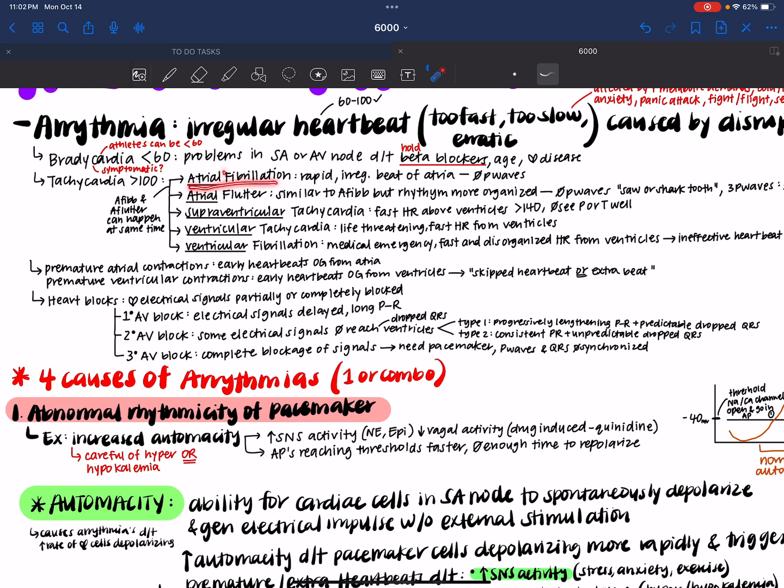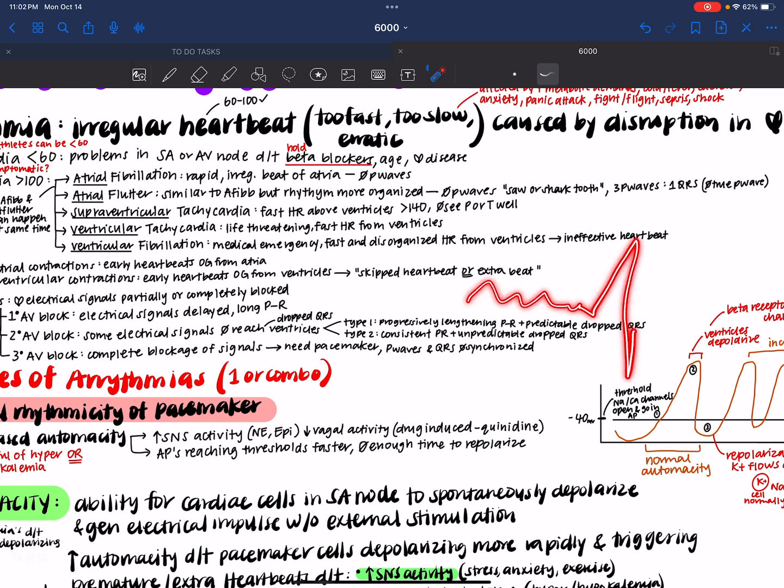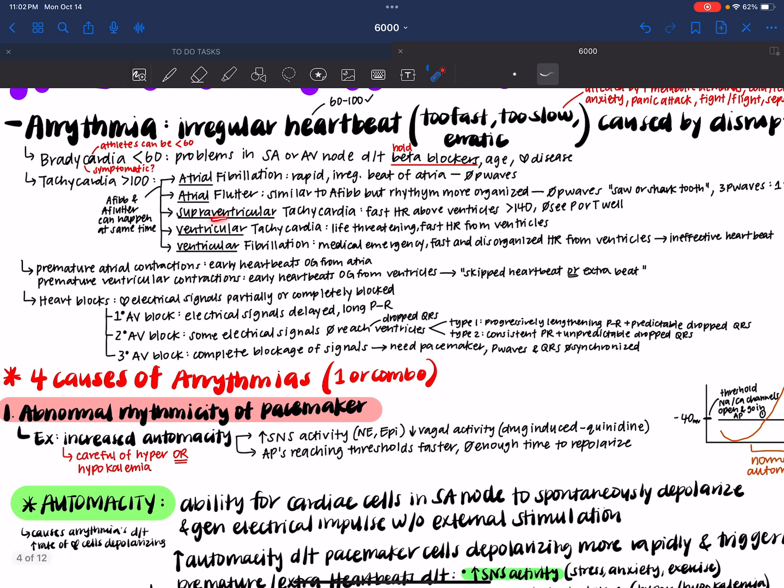So atrial fibrillation is an atrial problem. It's fibrillating, so it's a rapid, irregular beat of the atria, and there's no P waves. Atrial flutter is similar to AFib, but the rhythm is more organized, though there's no true P waves. You'll see a saw or shark tooth pattern, and you'll see like 3 P waves to 1 QRS. A supraventricular tachycardia is when there's a fast heart rate above the ventricles. You'll see them to be more than 140. You don't see the PRT that great. You can also notice that AFib and A-flutter can happen at the same time.